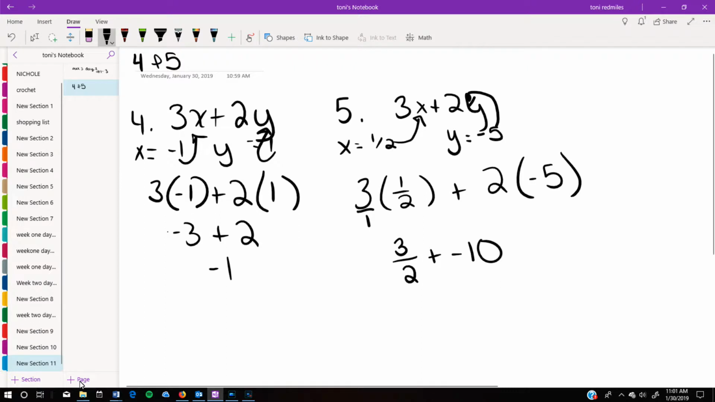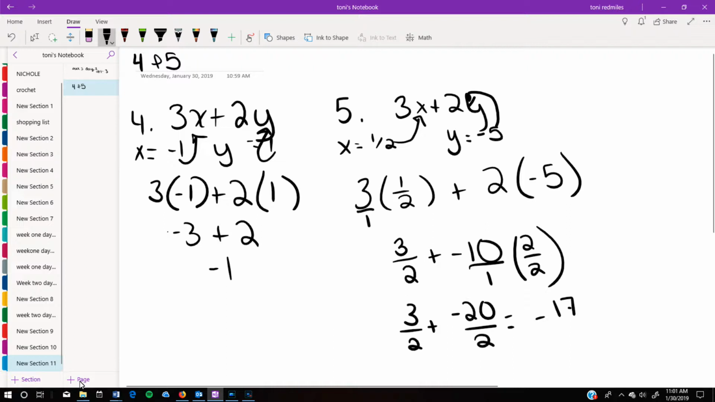Okay, now to add them, I'm going to have to put a 1 underneath this, get common denominator, which means I'm multiplying this one by a 2 to get the same thing as the other fraction. And the answer is a -17 over 2. Or you could have written that as a mixed fraction, and that would have been 8 1/2, still negative. Or you could have written that as a decimal.